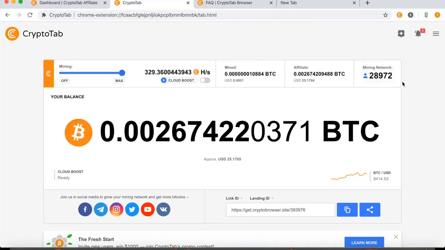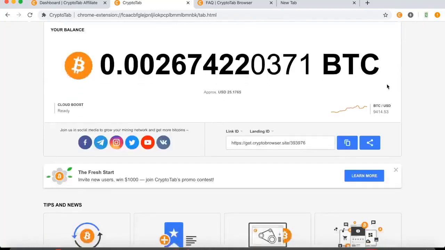So you can see right now I have around 29,000 people in my mining network, and you can do that too by sharing it on social media, on Reddit, on YouTube, however you want to share it in order to grow and get a portion of how much other people earn on their browsers. And the way to do that is you just have to copy this link that they give you here, and this link is a personalized referral link.